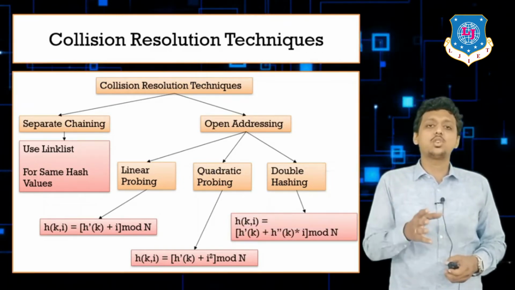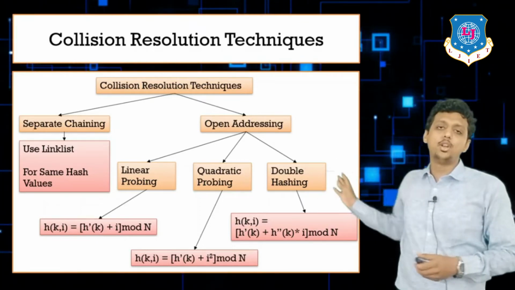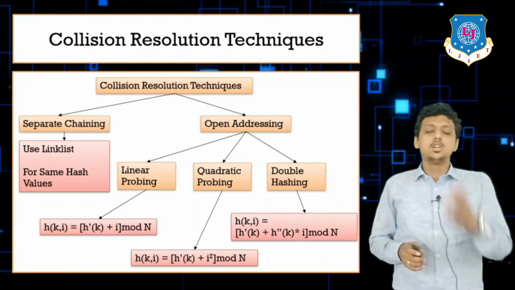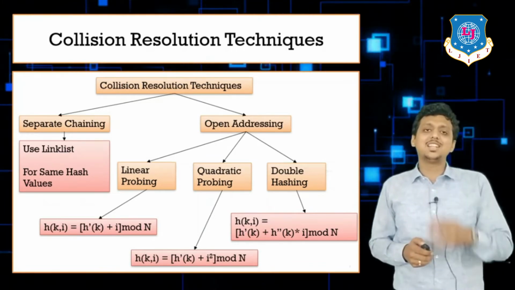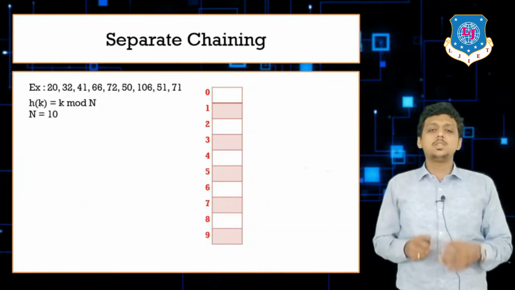Okay, like h dash of k plus h double dash of k into i mod n. Okay, so how this method works, let's understand directly with an example. So just imagine a situation, students.